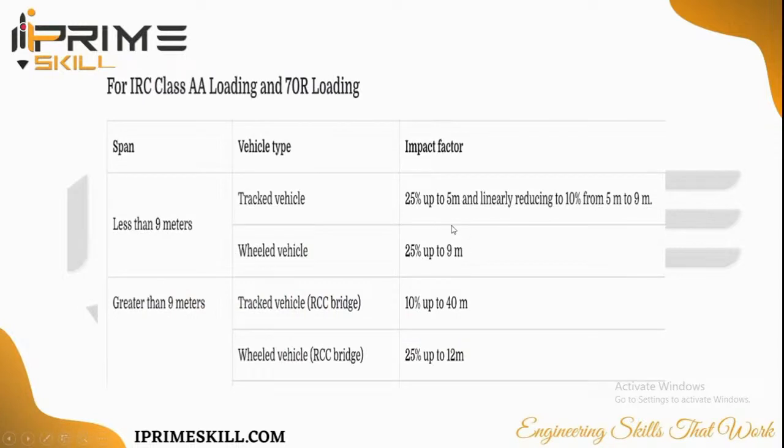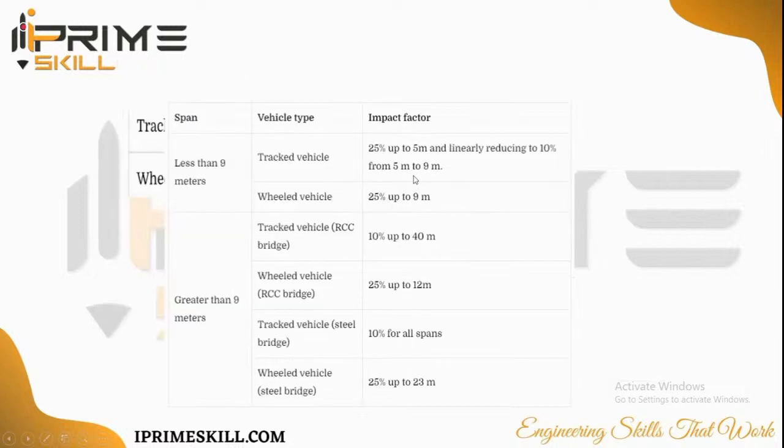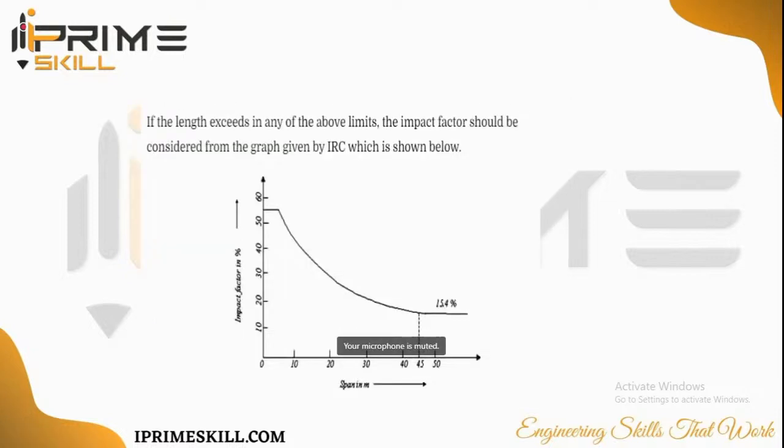25% up to 9 meter. All these things will be available in the code, and we have to use that. Then these are some of the impact factors for the wheel load, which we saw just before. This is some criteria which you have to take. The impact factor should be given. They are given in the form of a graph, so that you can consider this also.